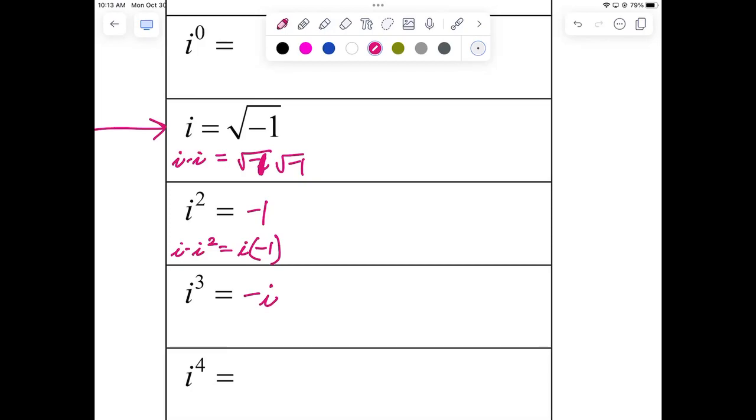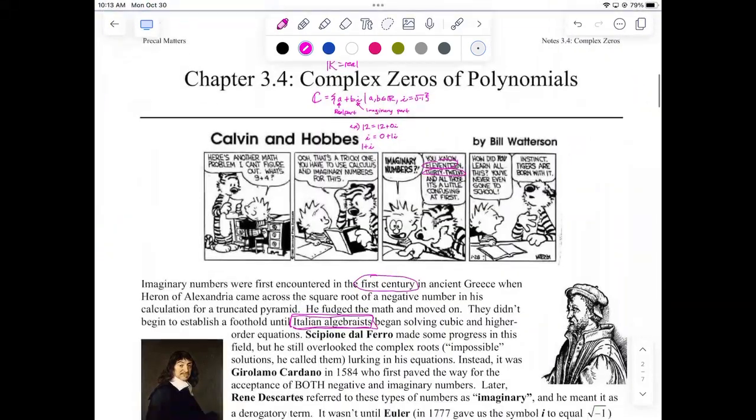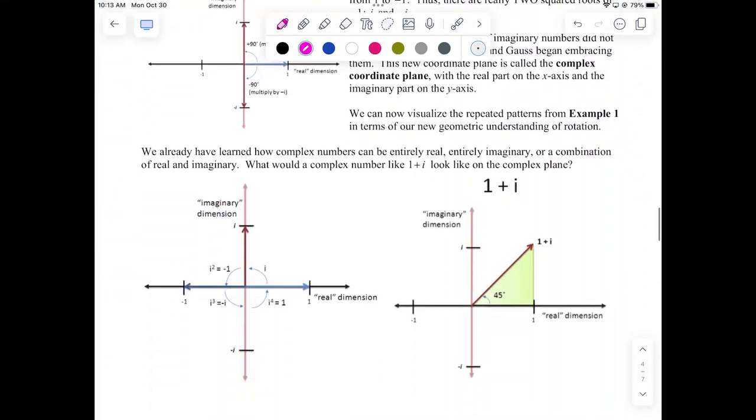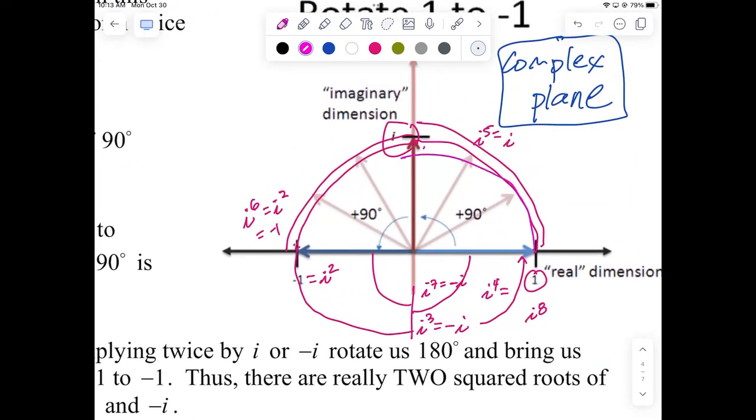Negative i. All I'm doing is multiplying straight across here. Okay? So what is i cubed equal to? i cubed is negative i. Remember, why does that work? Think about the rotations. i cubed is negative i. I'm rotating 3. i squared, i cubed, we're pointing straight down.